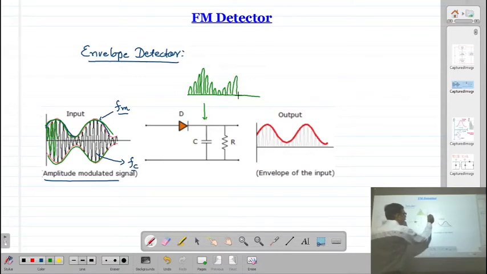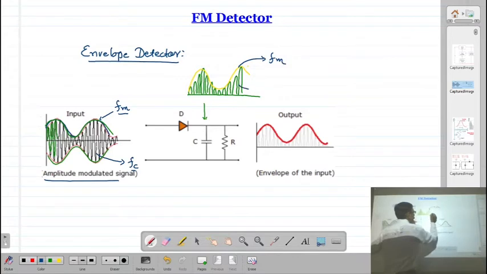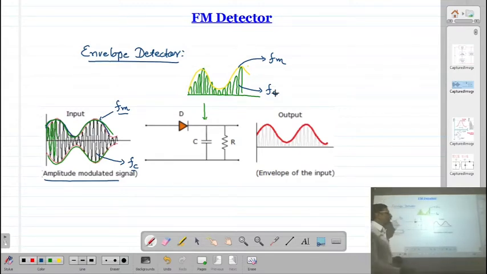Now, in this case, if you look at this, there are two signals present. This envelope is my information, my modulating signal fm, and inside it is the carrier frequency. So after the rectification, we have this kind of waveform. But again, we have to separate both frequencies, that is fm and fc.